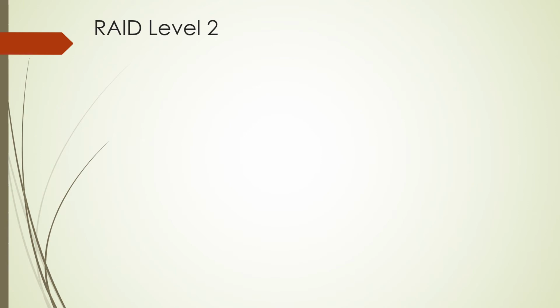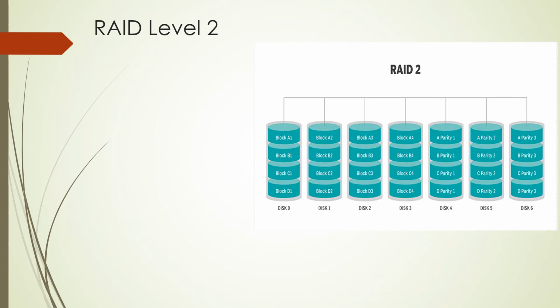Next, RAID level 2. The diagram gives you the RAID level 2 disk arrangement. In the RAID 2 mechanism, all disks participate in the execution of every IO request. You can make out there are so many disks, disk 0 to disk 6, and each disk is divided into a number of block units, designated as blocks A1, B1, C1, D1 in disk 0. Similarly, you can find there is a parity disk which holds the parity information of the respective block units.